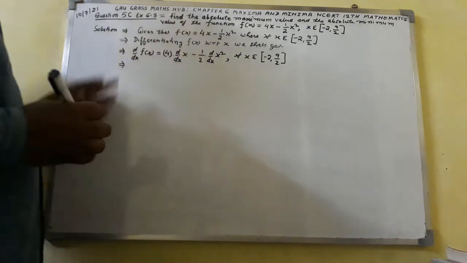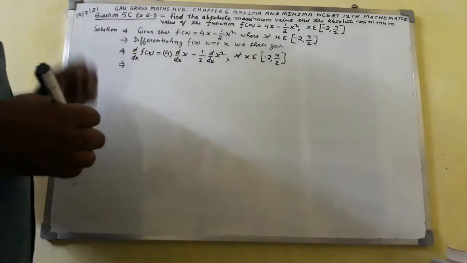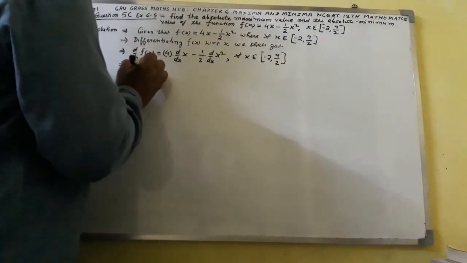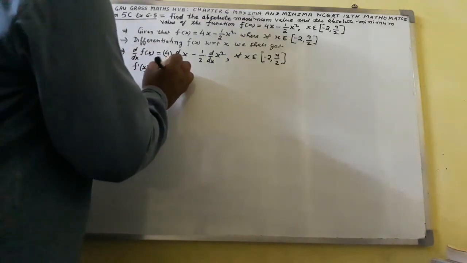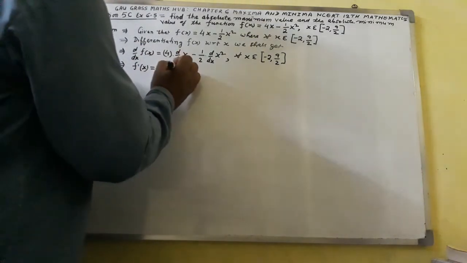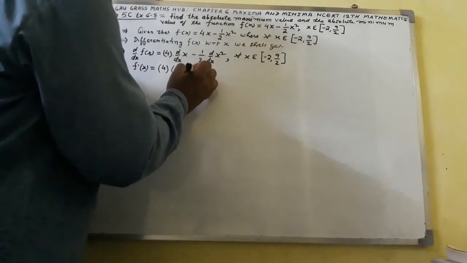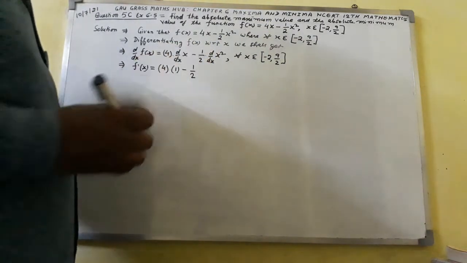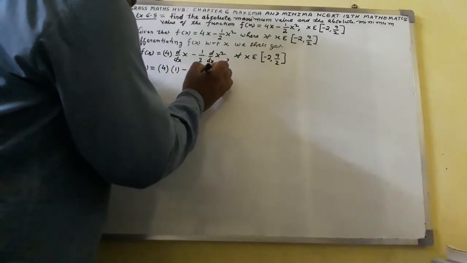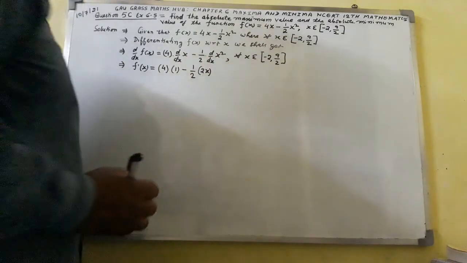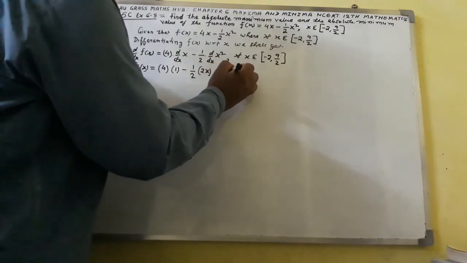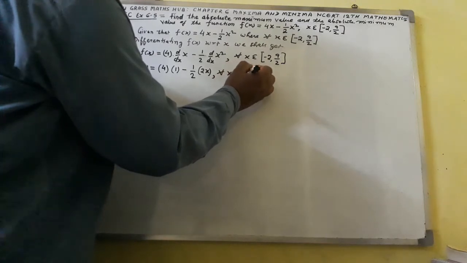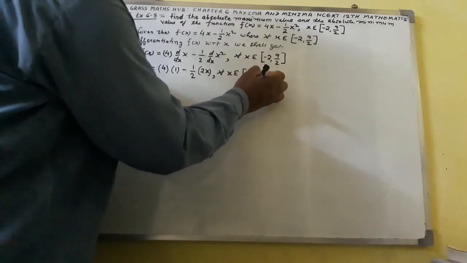Implied that d over dx of f of x comes out to be f dash of x equal to 4, I shall write d over dx of x comes out to be 1, minus 1 over 2, d over dx of x square comes out to be 2x, for all x belonging to closed interval minus 2 comma 9 over 2. This thing I shall write.